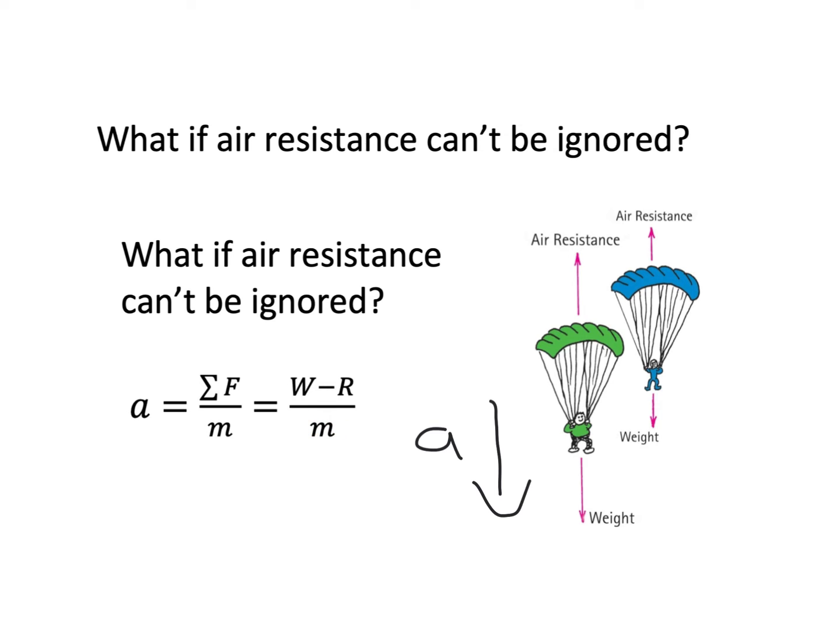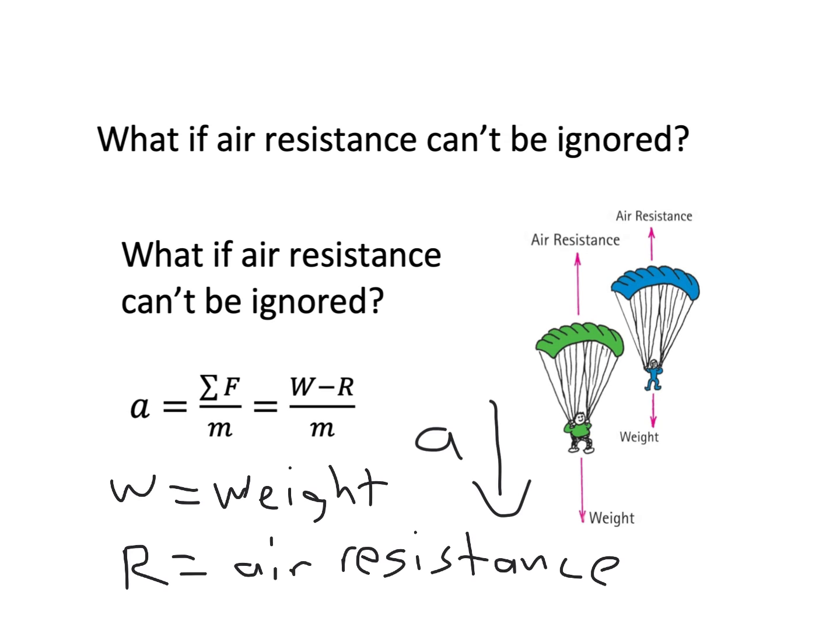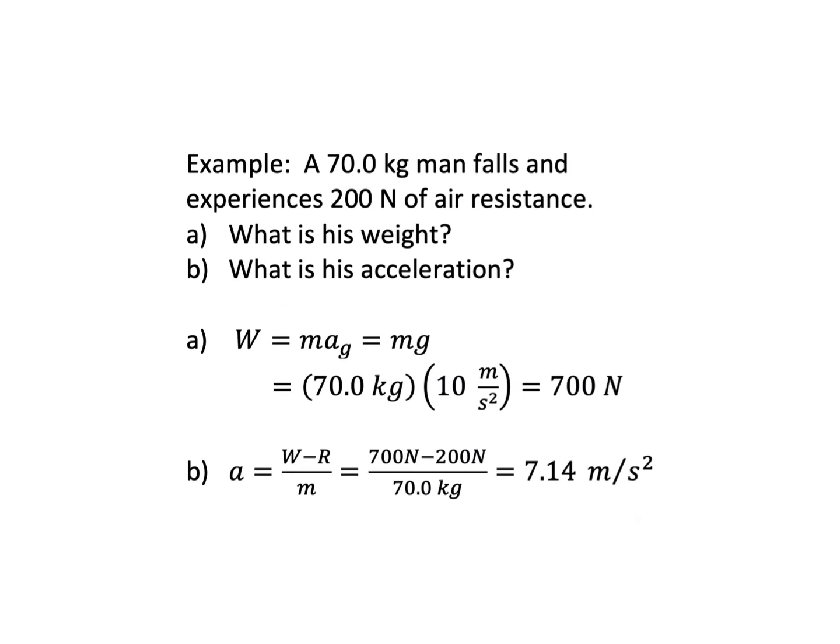And again, the W is the weight, and the R stands for the force of air resistance. And so that's what we have in this formula up here. So if I want to calculate the acceleration of a falling object where you have to include the effects of air resistance, you simply do it this way.